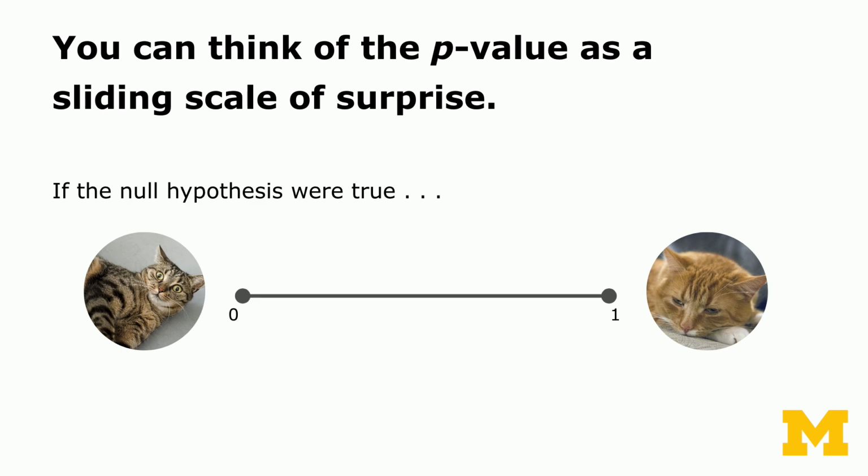And the bigger it is, it's quite unsurprising. So we've got these cats. We've got a very surprised cat at the 0 end and a very sleepy cat at the 1 end. So it's about how surprised we are in the context where we're assuming that the null hypothesis is true.